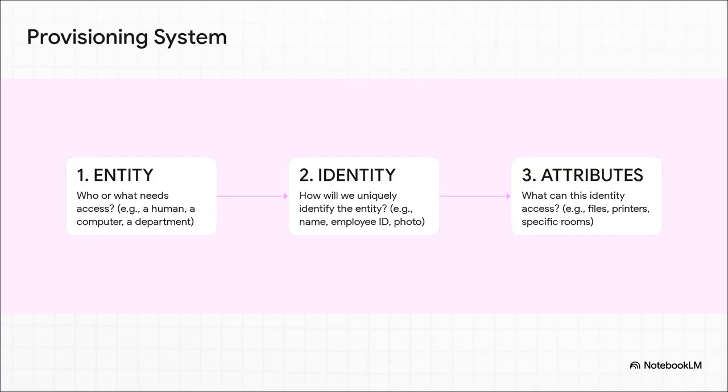And this whole process really breaks down into 3 logical steps. First, you have to define the entity. That's the who or the what that needs access. Could be a person, a whole department, even another computer. Next, you establish its unique identity. A username, an employee ID, something that proves it is what it claims to be. And finally, you assign attributes. This is the really crucial part where you decide what specific files, systems, or printers this identity is allowed to touch.